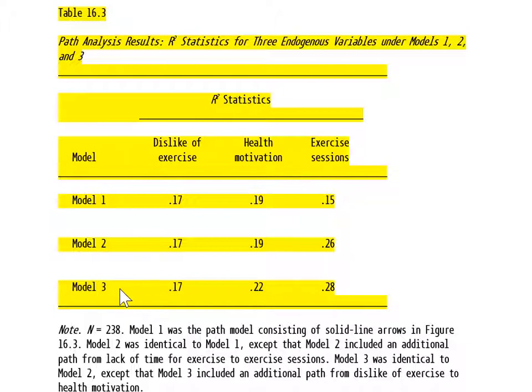And when she went to Model 3, in which she added yet another path to the model, R-squared value for exercise sessions increased from 26% to 28%. That is another piece of evidence indicating that Model 3 may be the best of the 3 theoretical models being compared.